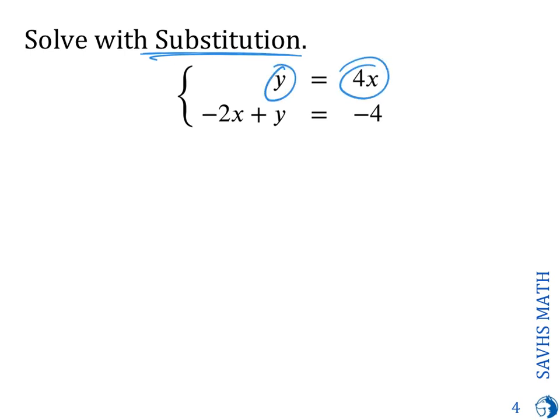This one already tells me, hey, y is equal to 4x. So wherever I see y, I could just write 4x. So here's a y, here's a y. I'm going to take this 4x, because it says y is 4x. Y is equal to 4x right here. Take that y is equal to 4x and just put the 4x where the y was. So instead of writing -2x plus y, I'm going to write plus 4x equals -4. That was right here. This is the substitution.